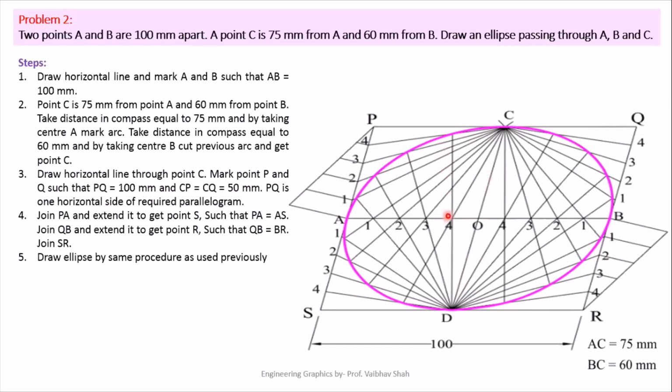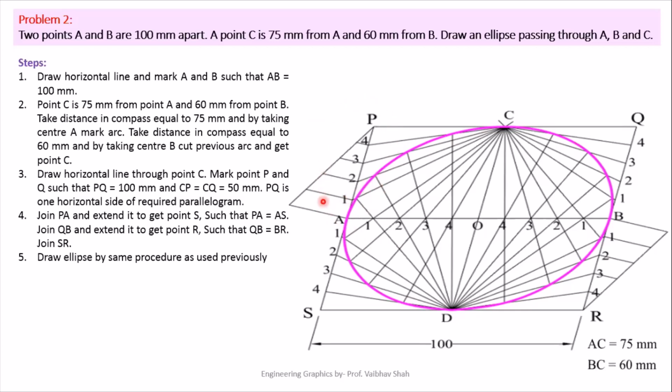After completing your parallelogram, we will be following the previous method which we used in problem number one. So let us divide this horizontal portion into some suitable number of equal parts. We have divided this horizontal portion into, let's say, 5 equal parts. Then it suggests that you must also divide this vertical portion into 5 equal parts.